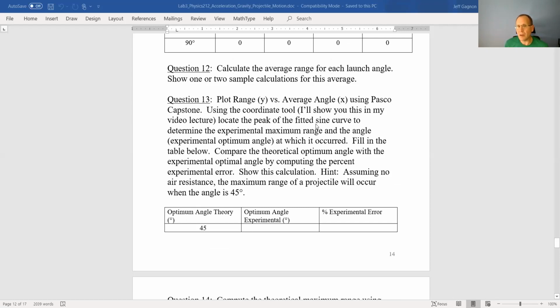Because when you do that plot, it turns out it's going to be like a sine curve fit. And we want to locate the peak of that curve, the peak of the curve fit. And the reason why we want to do that is we want to find the maximum range. So experimentally, we're going to find the maximum range. And we also want to find the angle at which it occurred. Okay, so let me show you how that works.